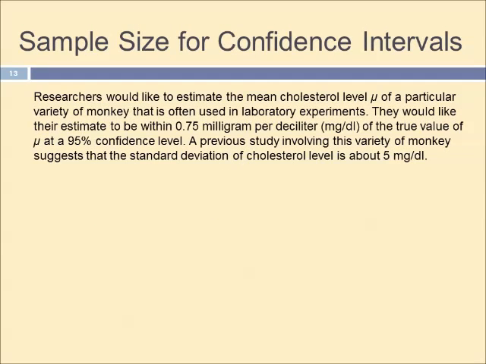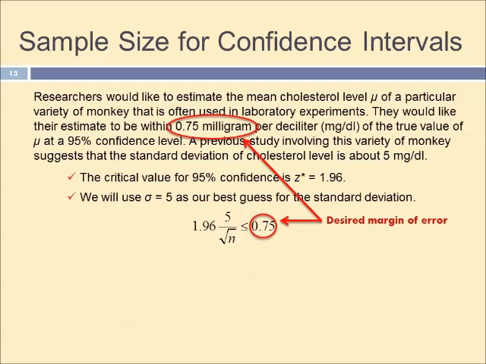So, for example, researchers would like to estimate the mean cholesterol level of a particular variety of monkey that is often used in laboratory experiments. They would like their estimate to be within 0.75 milligram per deciliter of the true value of the population value at a 95% confidence level. A previous study involving this variety of monkey suggests that the standard deviation of cholesterol level is about 5 milligrams per deciliter. So the critical value for a 95% confidence level is 1.96. We use sigma equals 5 as our best guess for the standard deviation. Now, the desired margin of error here, 0.75.